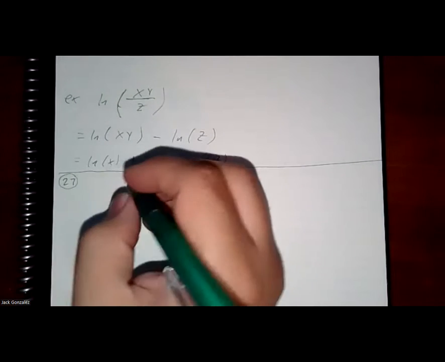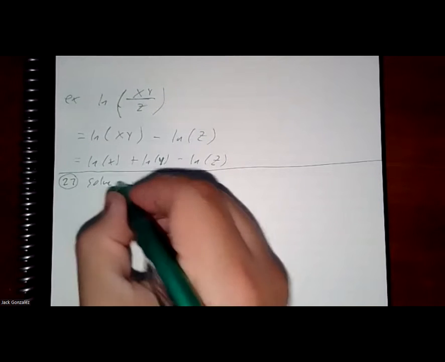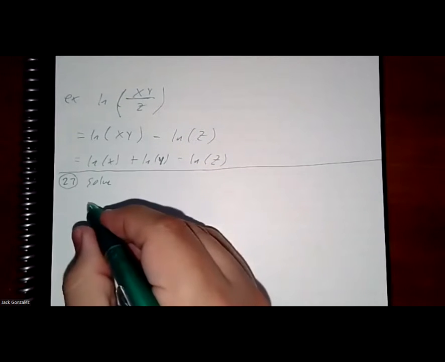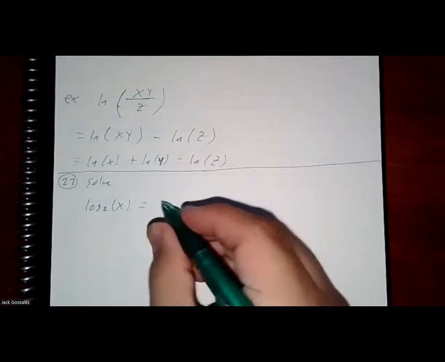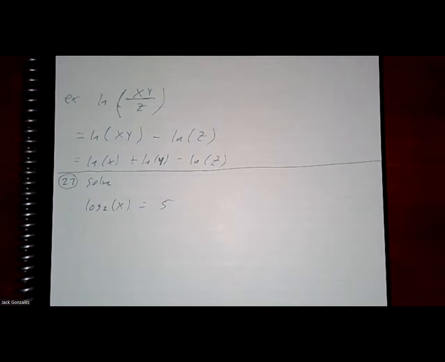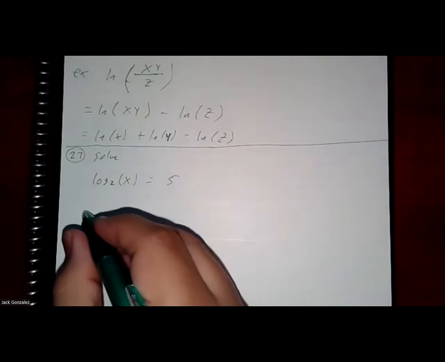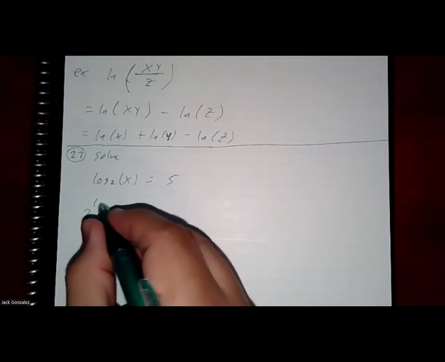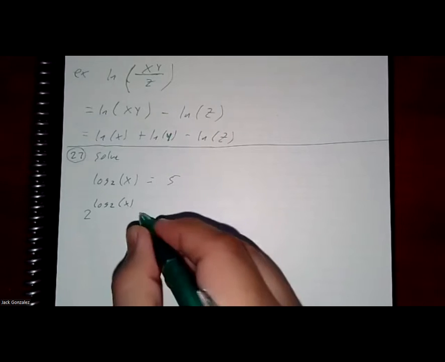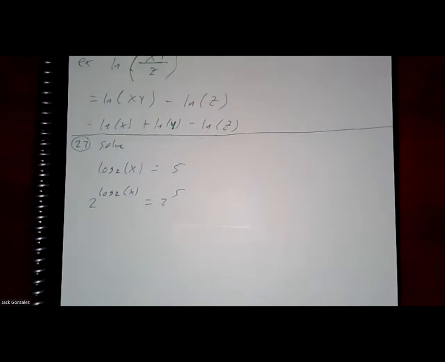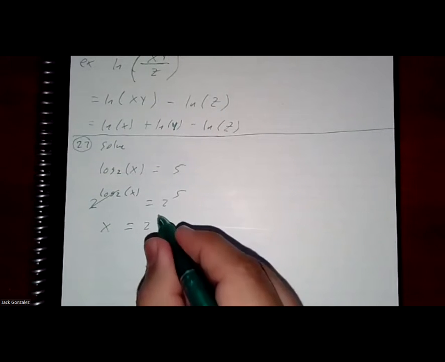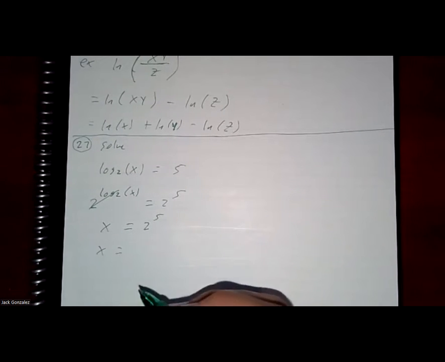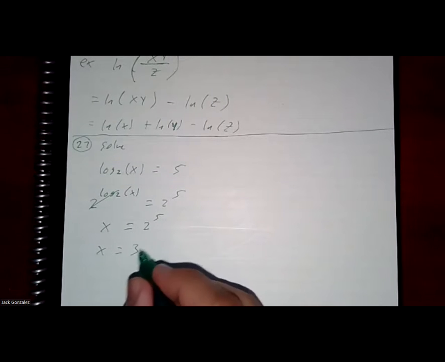27. Solve for x. Okay, so here we have log base 2 of x equal to 5. So remember we said in order to cancel a log, you need to have the base of 2. So basically just write 2 and change this into a power. Then these will cancel, leaving me with just an x equals 2 to the 5, which is what? 2 times 2 is 4, times 2 is 8, times 2 is 16, 32.